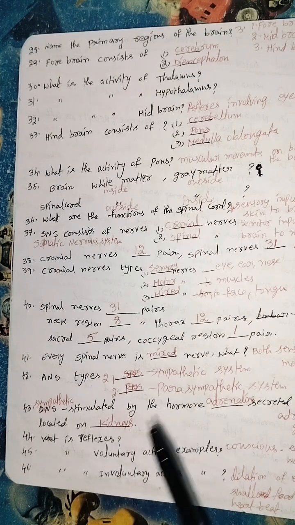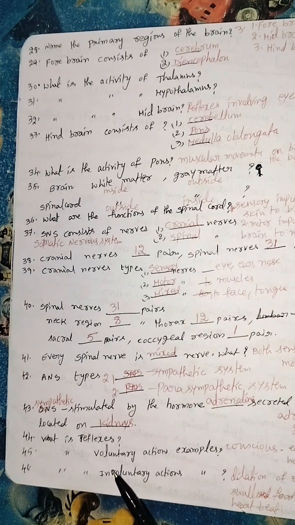Next, what are reflexes? What is voluntary action? Voluntary means conscious, like eating, walking, watching. Next, what are involuntary actions? For example, dilation of eye pupil, swallowing food, heartbeat are involuntary.